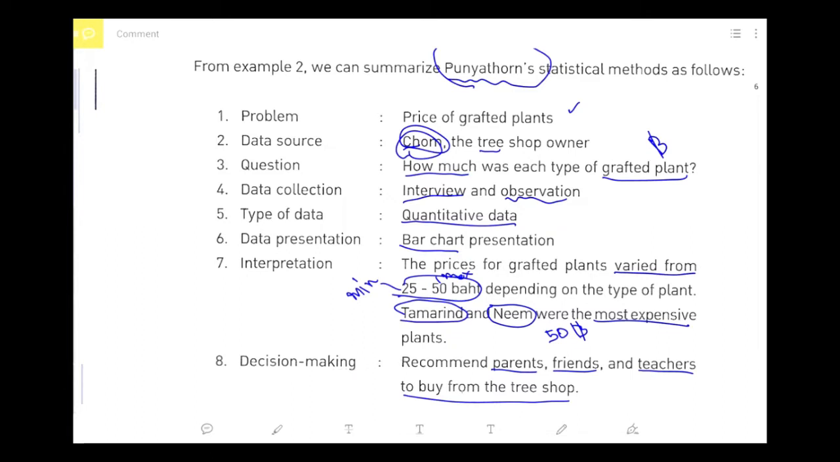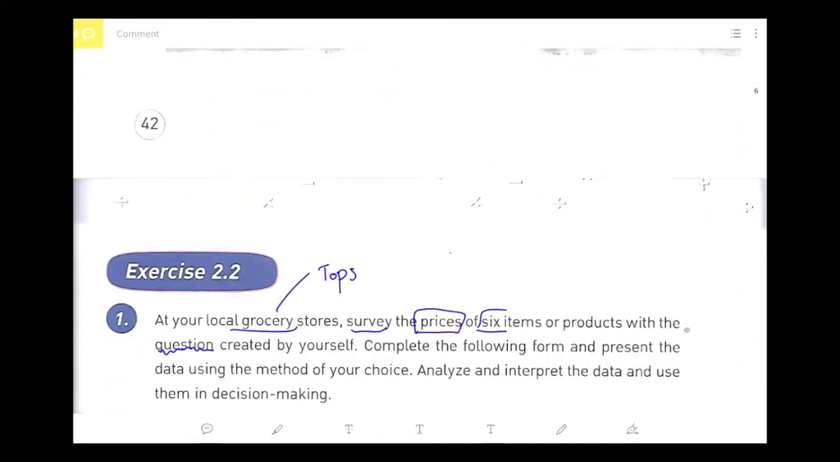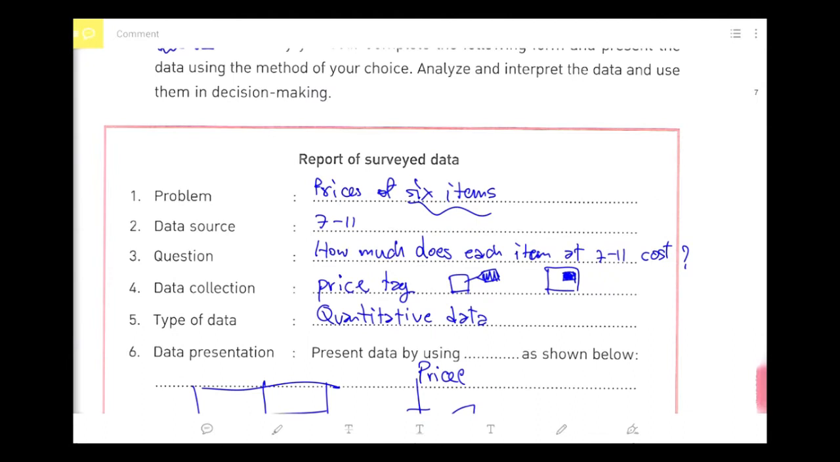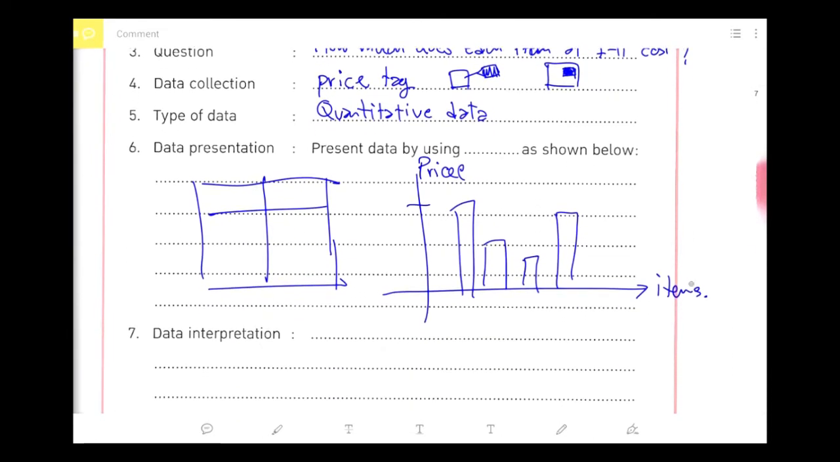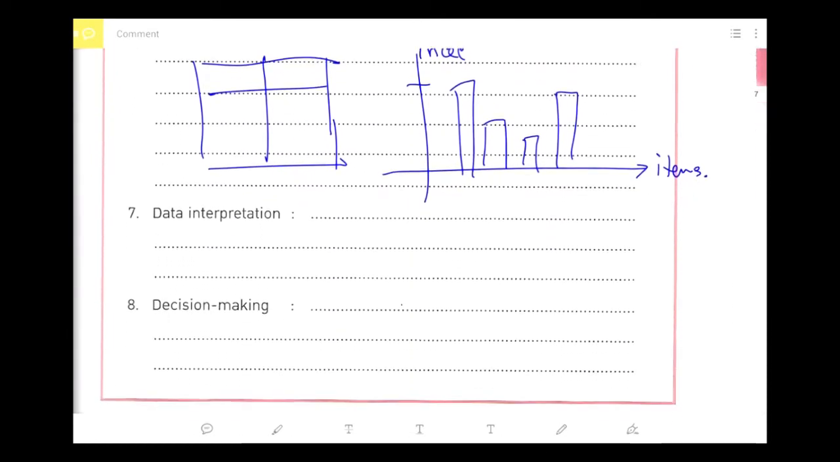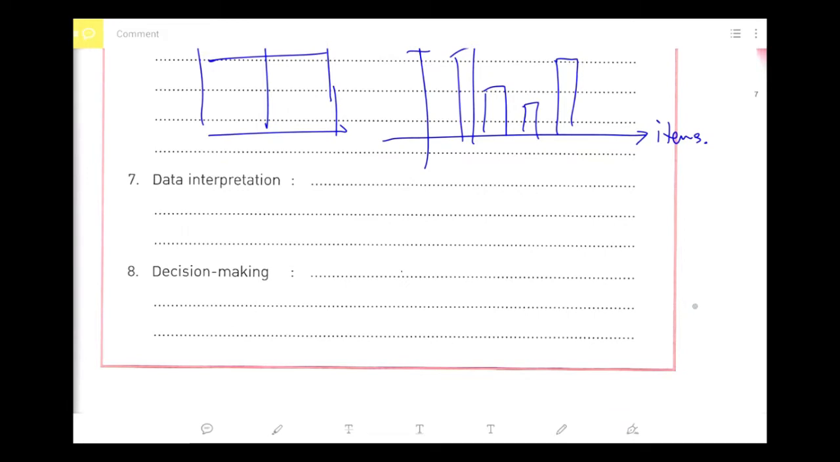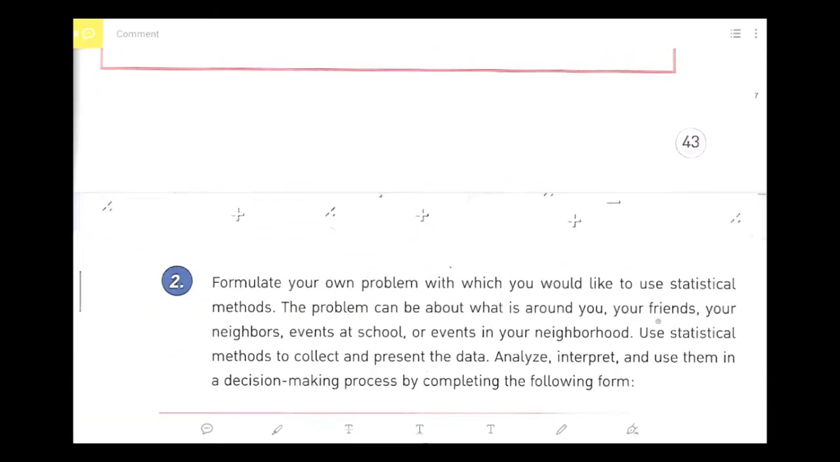If the price is reasonable, you will recommend your parents, your friends, your teachers, and anyone that you know to go and buy the items from that shop. But if it's not reasonable, then you would not recommend. So if you get it, you just go and do it. It depends on you. You choose where you want to collect your information. You do it, and then you submit to me. I want to see whether you understand it or not.